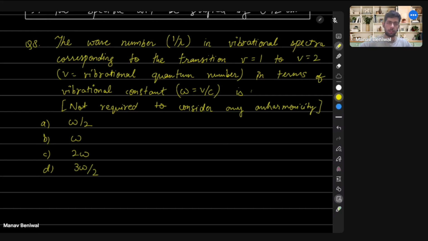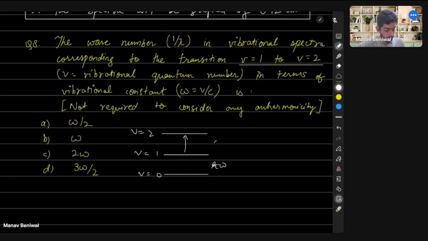Okay, so this is one more problem based on vibrational spectra. We are given transition from v equals 1 to v equals 2. Let us again draw some energy levels: v equals 0, v equals 1, v equals 2. And this is the transition, v equals 1 to v equals 2. All are equally spaced, all have the energy separation h c omega.